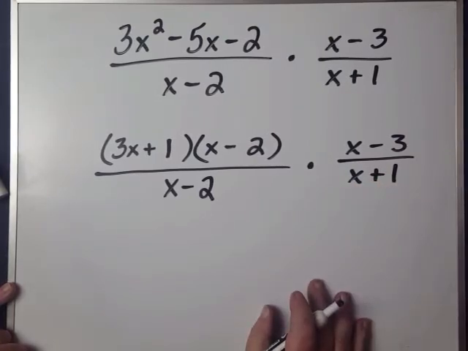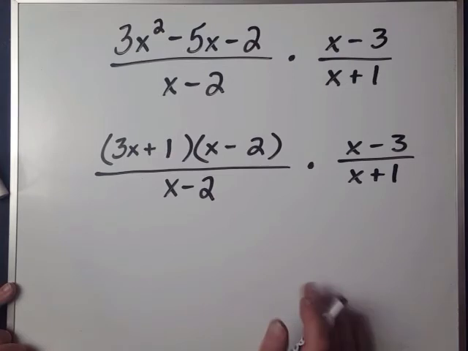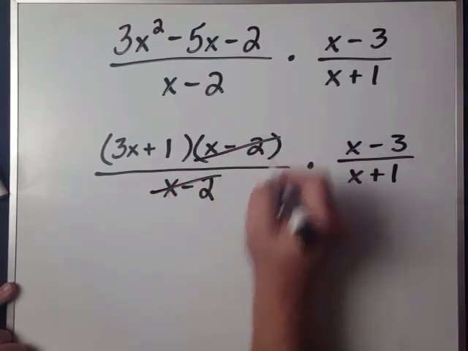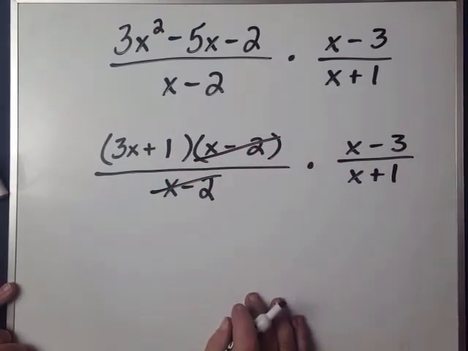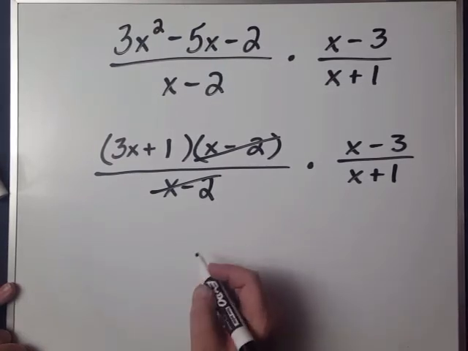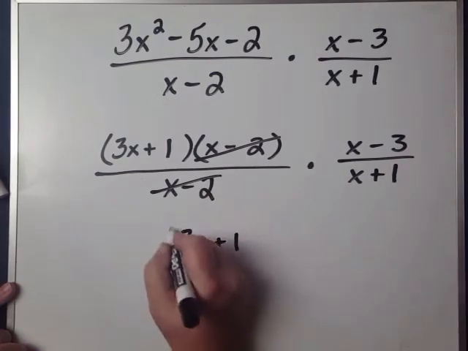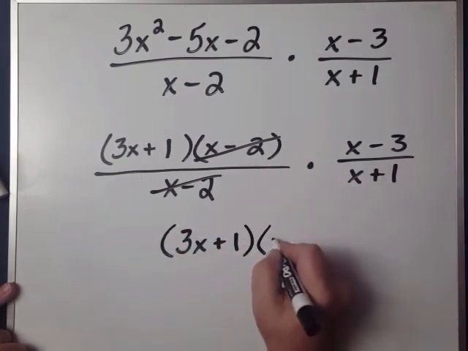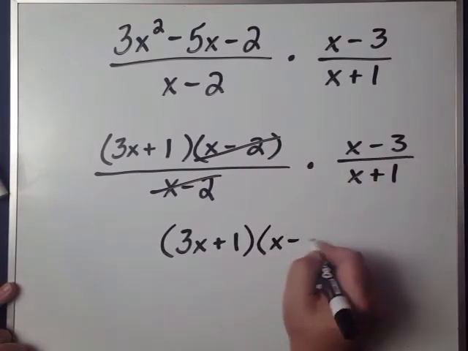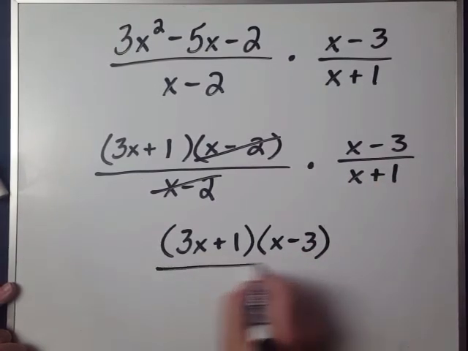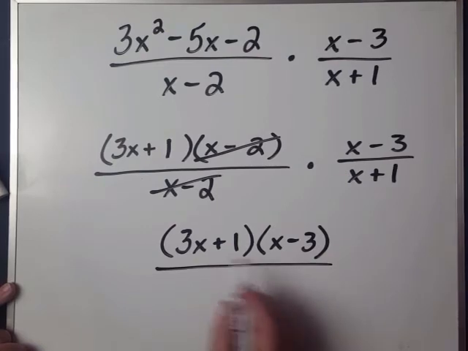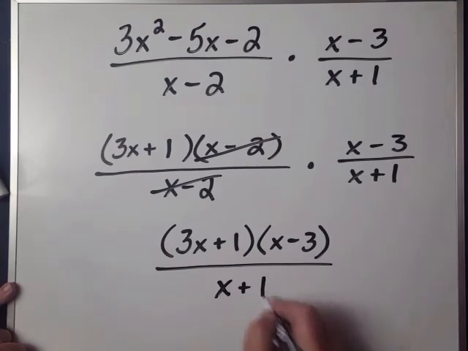We cross-cancel what we can. The only thing that will cross-cancel is the x minus 2's. The x minus 2's will cross-cancel. And my survivors then, there's 3x plus 1 in the top. And now notice, here in the top, I have a couple of survivors, also my x minus 3. So I need these parentheses to show those two separate factors. In the bottom, there's only one factor that survived, the x plus 1, so he doesn't need parentheses.